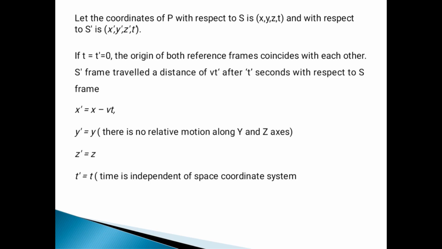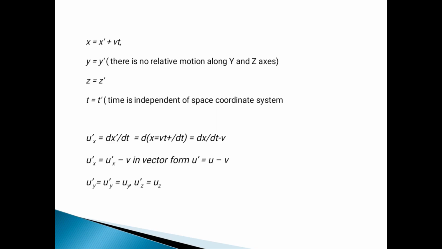And the transformation equations from S to S prime are given by x prime equal to x minus vt, y prime equal to y, z prime equal to z, t prime equal to t. The above equations are known as Galilean transformations. The inverse Galilean transformation can be expressed as x equal to x prime plus vt, y equal to y prime, z equal to z prime, t equal to t prime.